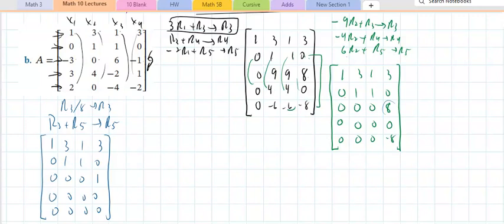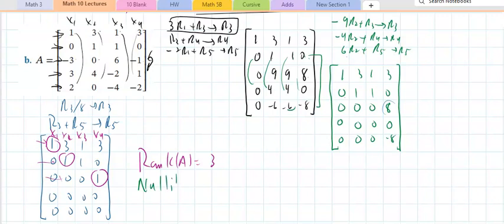Well, what do we have? Let me go back and use this analogy. x1, x2, x3, and x4. I have a pivot there, and I have a pivot there, and I have a pivot there. That means the rank of A is 3. Not only that, I want to find the nullity, and I want to specify, because that's what we're going to find in chapter 5, 5.1 and 5.2.